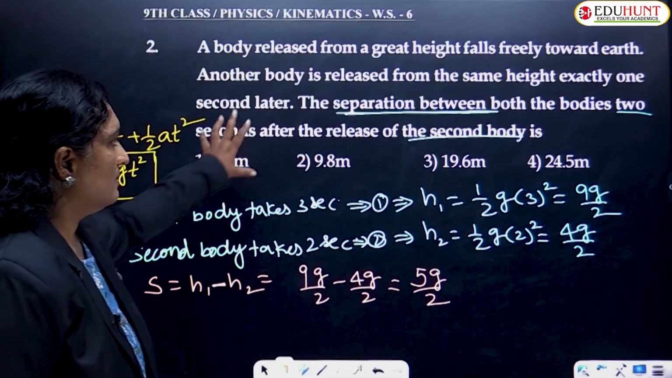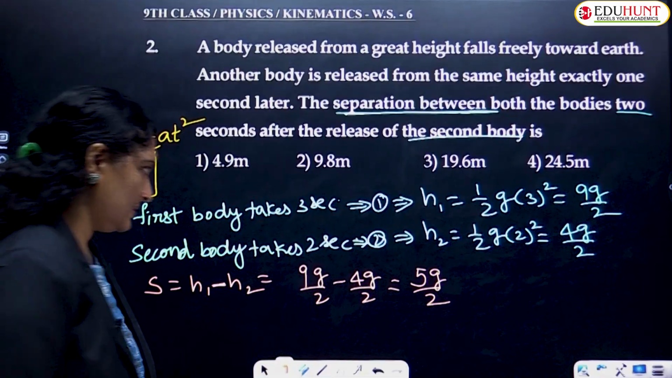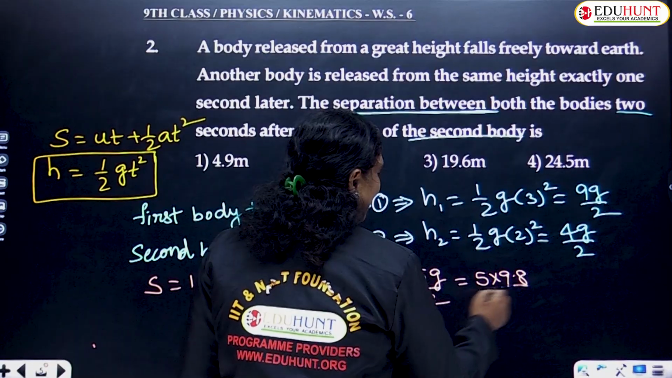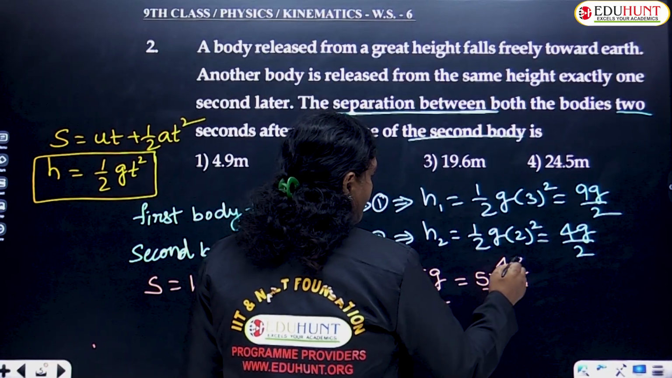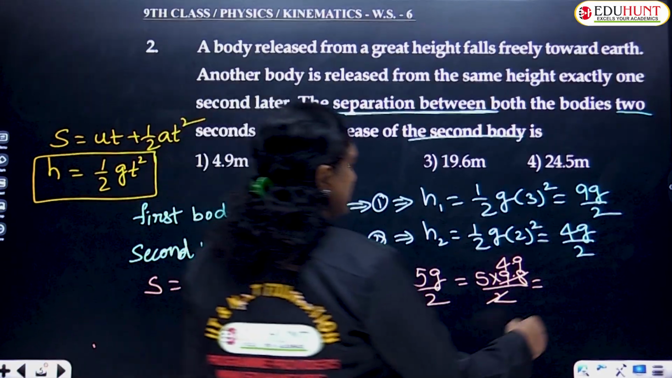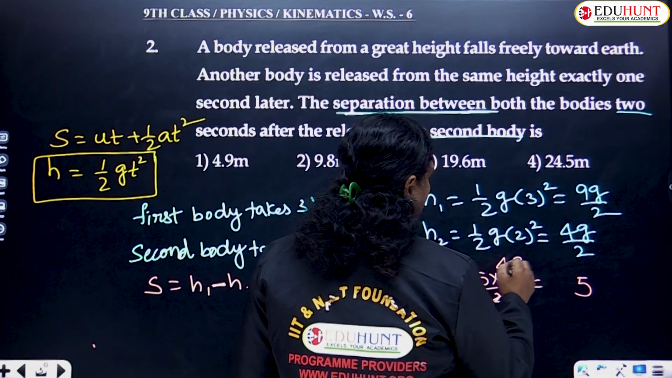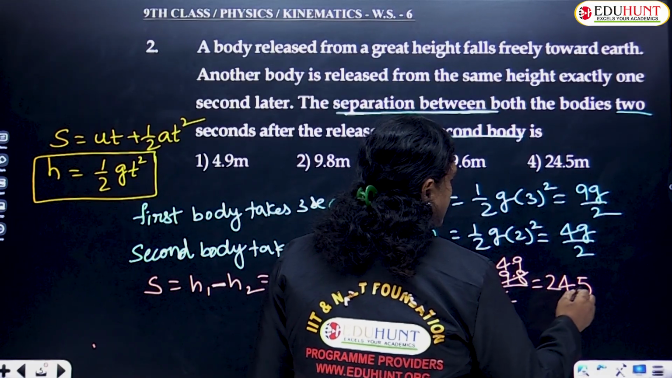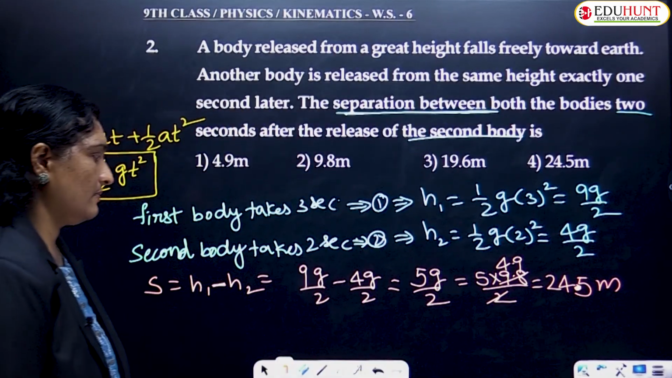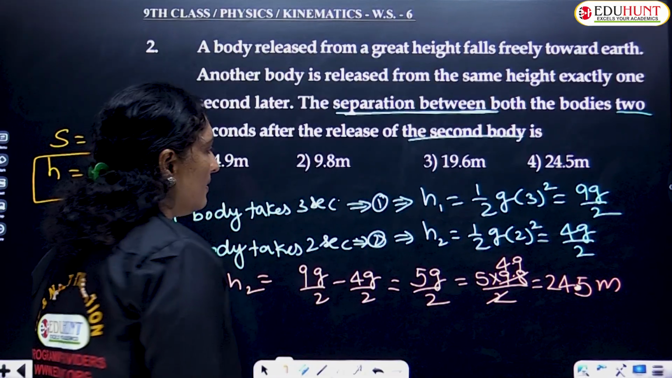Okay, so this is again a freely falling body. As we know, for a freely falling body, the condition is S is equal to UT plus half AT square. That is the generalized equation, but for a freely falling body, S is generally denoted as H, initial velocity is 0, and acceleration is G. So H is equal to half GT square. If it travels for T seconds, the second body has been dropped after 2 seconds.